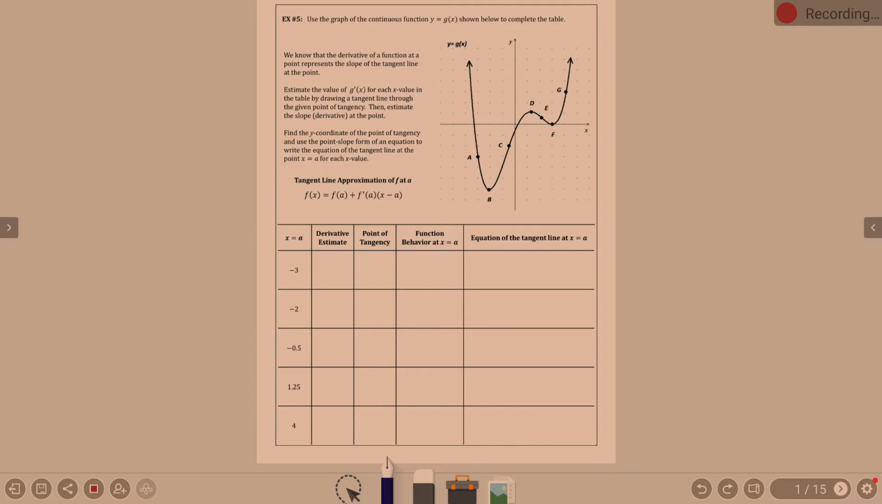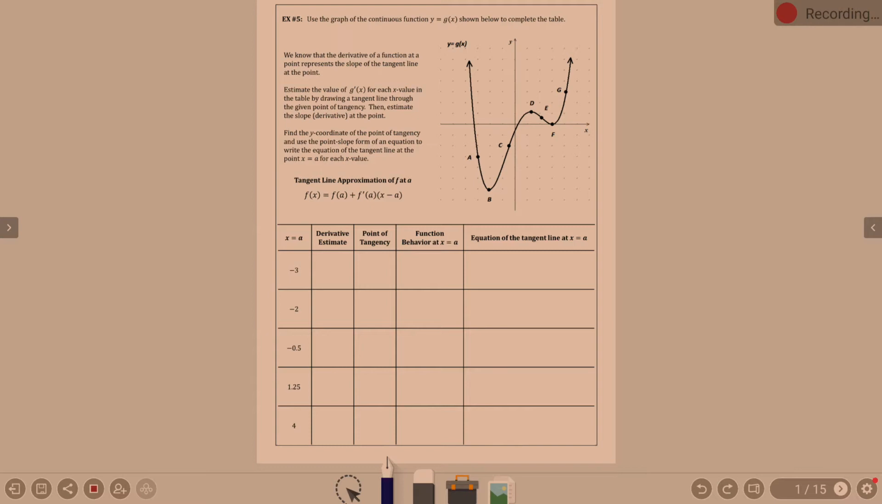Okay, use the graph of the continuous function, g of x, shown below to complete the table. Now, a couple of things here. We know that the derivative of a function at a point represents the slope of the tangent line. Old news, right? Estimate the value of g prime of x for each x value in the table by drawing a tangent line through the given point of tangency, then estimate the slope.